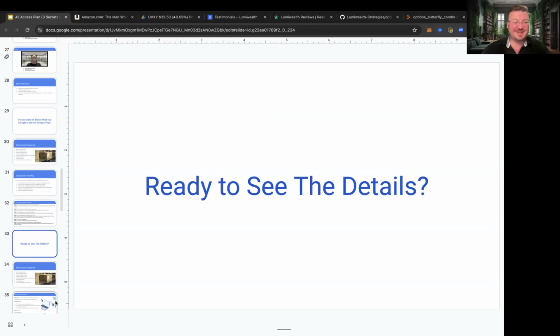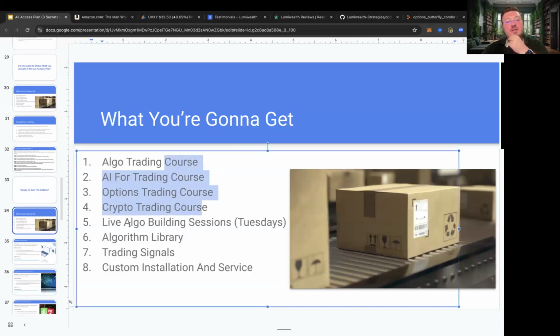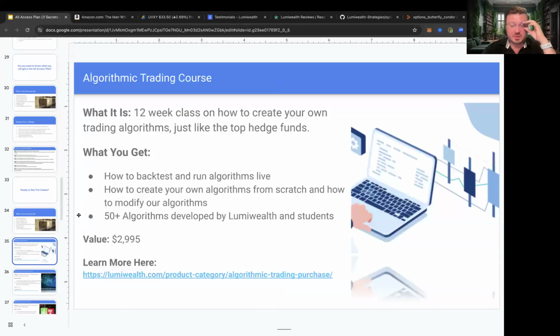Awesome. Sounds great. Perfect. Okay, so again, these are all the different things. Like I said, there's the 4 different courses. There's live algo building sessions. There's an algo library. There's trading signals, and there's a custom installation and service, and also one-on-one support as well. All right. So here's our algo trading course.